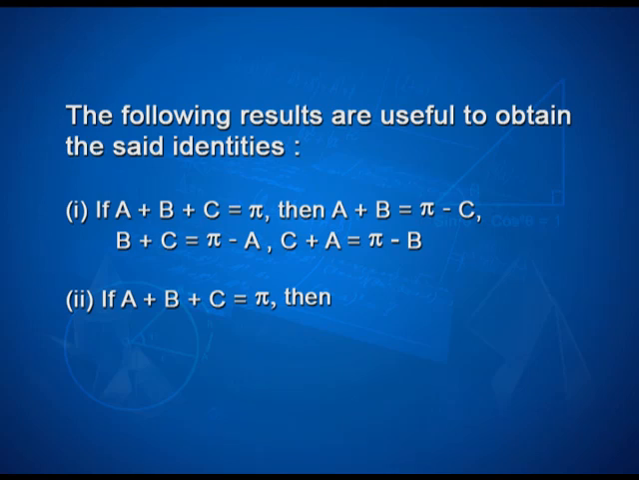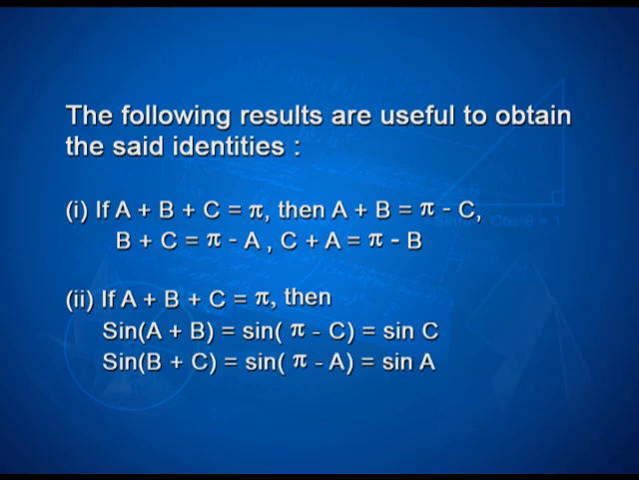Second, if A plus B plus C is equal to pi, then sin of A plus B is equal to sin of pi minus C, that is sin C. Sin of B plus C is equal to sin of pi minus A, which is sin A, and sin of C plus A is equal to sin of pi minus B, which is sin B.